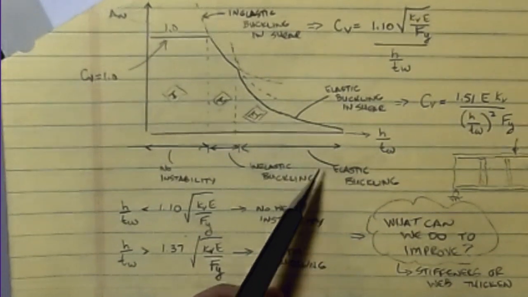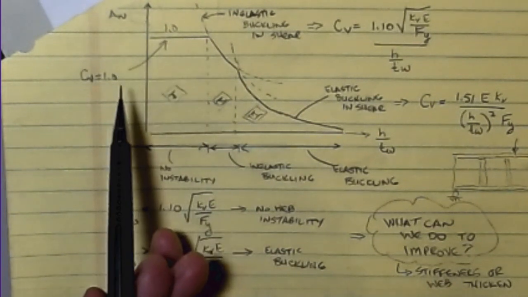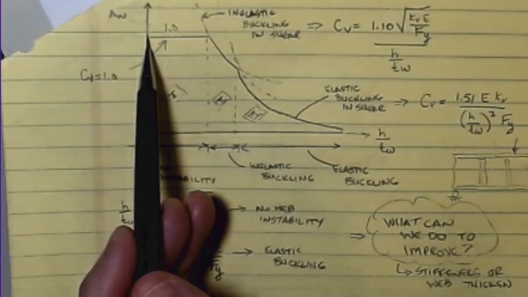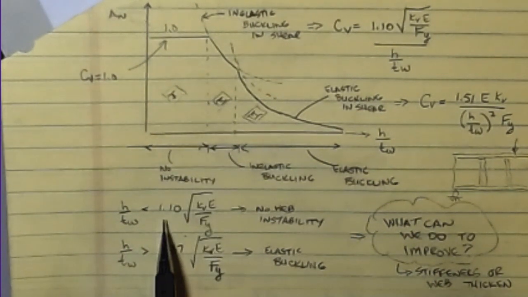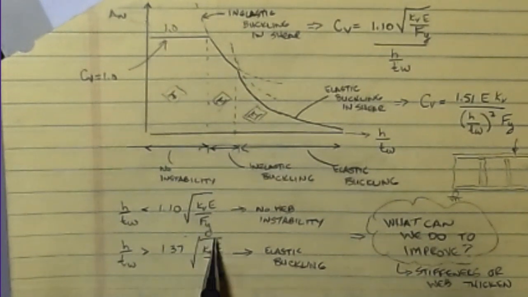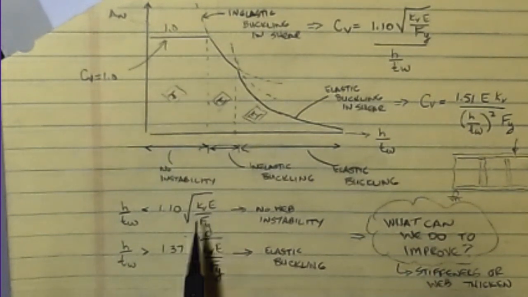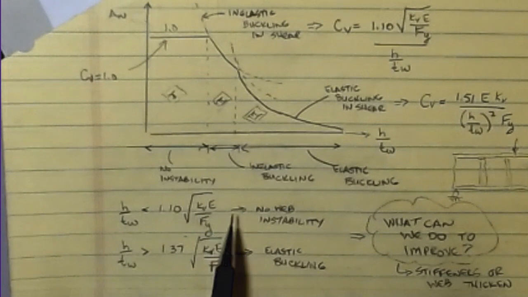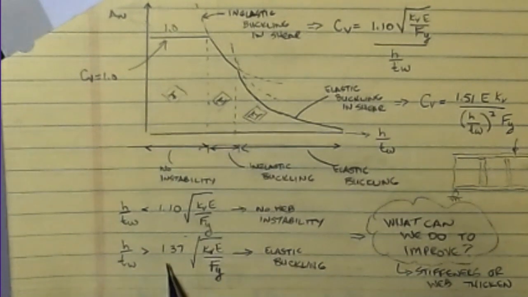And so you can see some of the relationships. And like I say, we won't spend a lot of time on this. These are in the manual. But it basically boils down to that for region 1, the Cv value ends up being 1.0. And so this divider line, this limit, if you will, is that 1.10 times the square root of KvE over Fy. This is where there's no web instability happening. And then if you go into the elastic buckling separator, that would be this 1.37 times the square root of KvE over Fy.